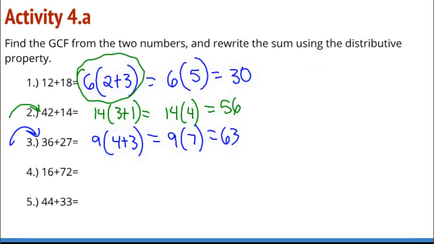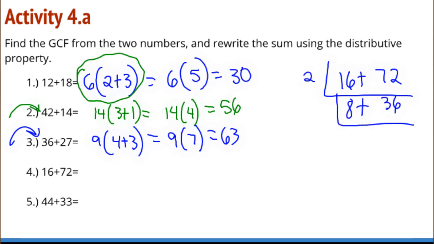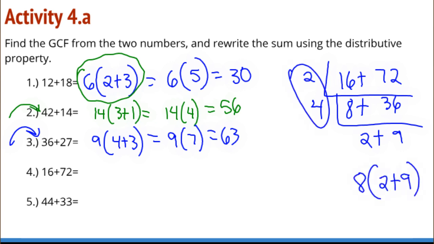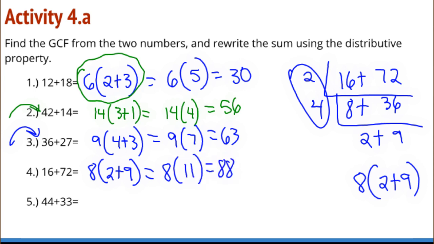All right, 16 plus 72. These are both even. I can divide by 2. 8 plus 36. Looks like I can divide both of these by 4. 8 divided by 4 is 2, and 36 divided by 4 is 9. So I've got 2 times 4, which is 8, multiplied by 2 plus 9. All right, 8 multiplied by 2 plus 9, which is 8, multiplied by 11, which is 88. And if I were to add 16 plus 72, I would get 88.